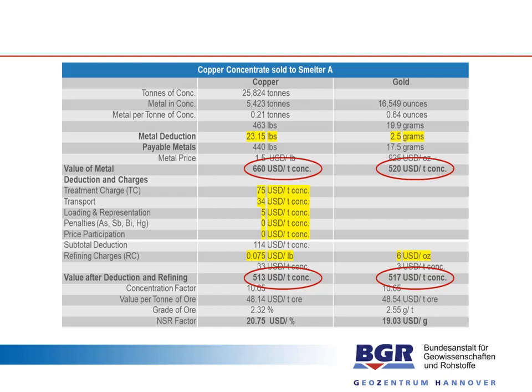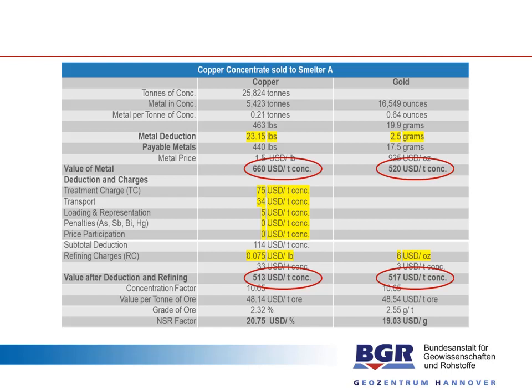On the other hand side, we also have treatment and refining charges. The treatment charges are $75 per ton of concentrate. We also have transport costs of $34 per ton of concentrate, and not only transport but also loading and representation costs of $5. So the total deductions in this case are $114 per ton of concentrate.